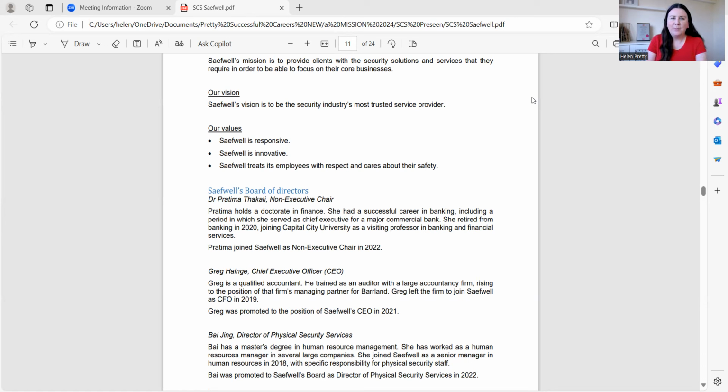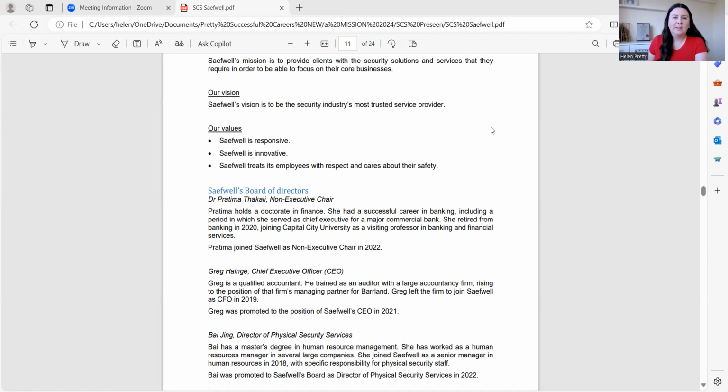So on the board of directors, we have the non-executive chair, Dr. Pratima Thakili. Pratima holds a doctorate in finance. She has a successful career in banking, including a period in which she joined as chief executive for a major commercial bank. She retired from banking in 2020, joining Capital City University as a visiting professor in banking and financial services. Pratima joined Saefwell as non-executive chair in 2022.